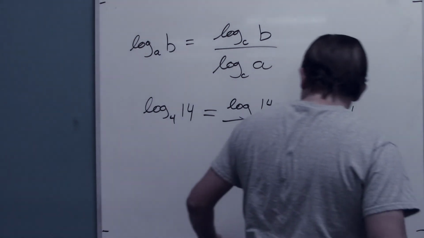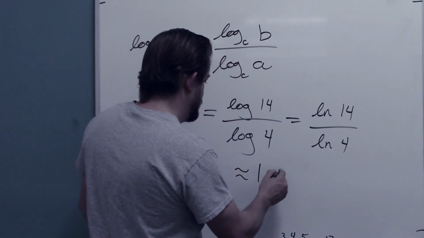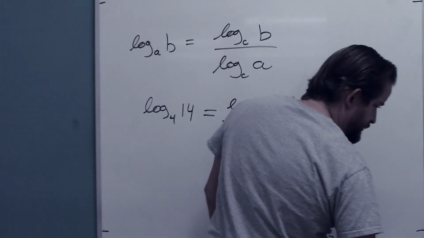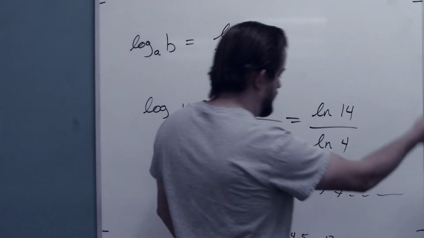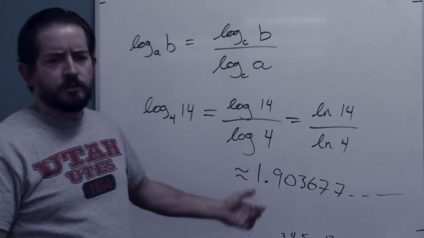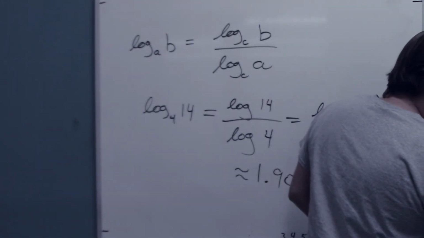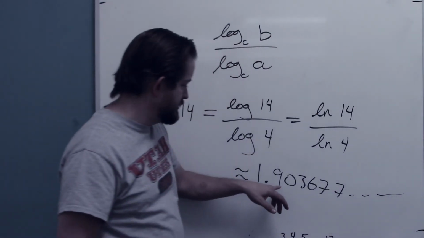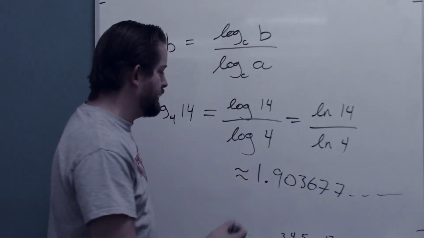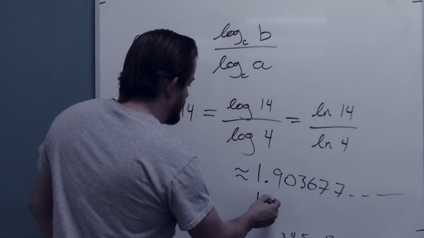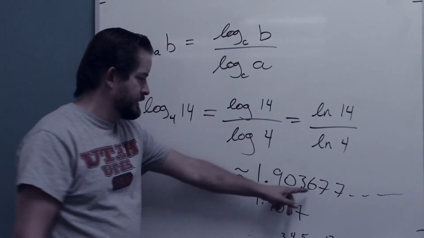I get something around 1.90367 and so on forever, right? And then you just round this appropriately. It asks to be rounded to 4 decimal places, so 1.9036. The next digit is a 7, so you would round this to 1.9037. The 6 goes up to a 7.